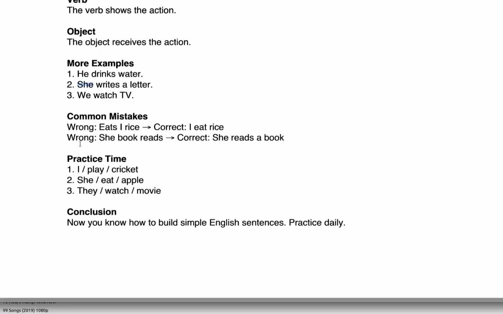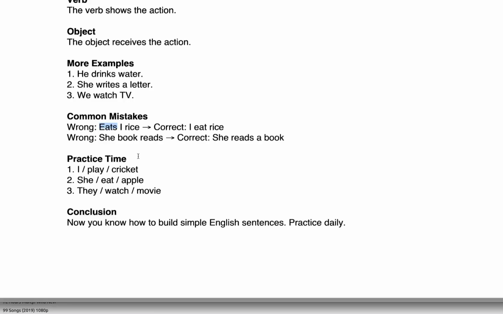What are the common mistakes? As I said earlier, "eats I rice" is not a meaningful sentence, right? It doesn't make sense. So the correct one is "I eat rice." "She book reads" is wrong. "She reads a book."